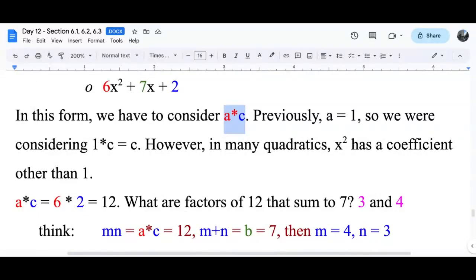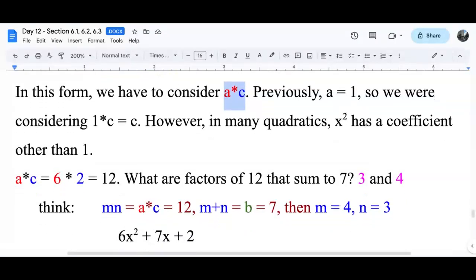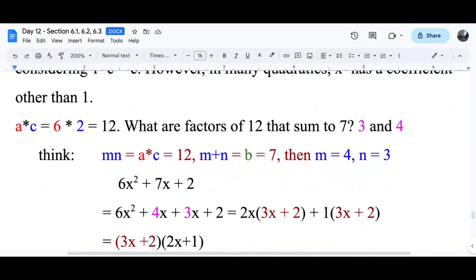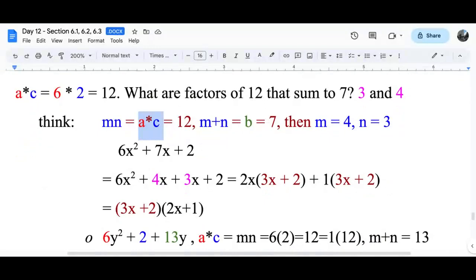Then we think about what are factors of 12, and those two factors add up to be 7. It has to be 3 and 4, right? 3 times 4 is 12. 3 plus 4 is 7. So we need to think A times C now. We need to consider A the leading coefficient. So A times C is 12, and B is 7. So it has to be 3 and 4, right?